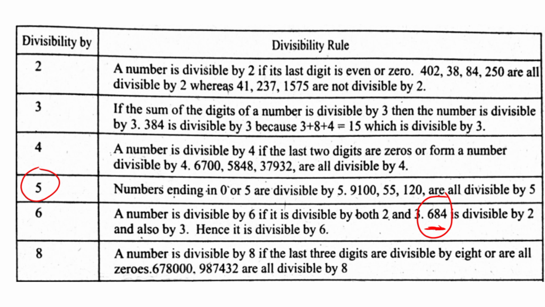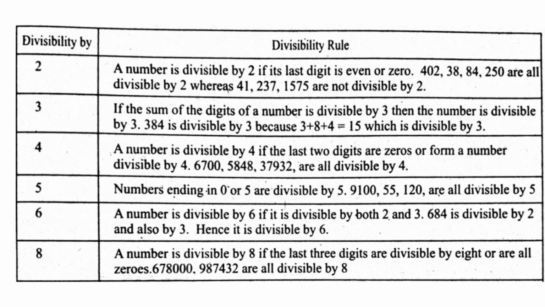Now we have to check the condition for the digit of 3. For the 3, we take the addition of the digits of 684. The addition of each digit in that number, 8 and 4, will become 12, and 12 plus 6 will become 18. So we can say 18 is completely divisible by 3, so this number is completely divisible by 6.